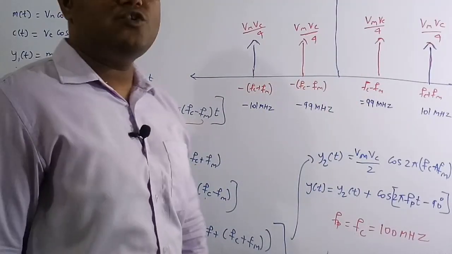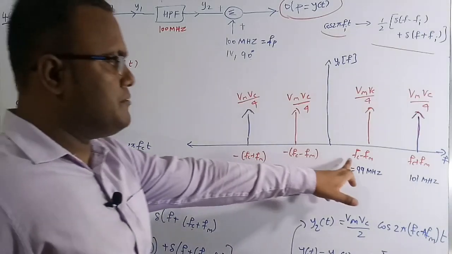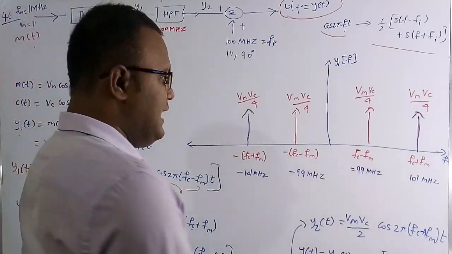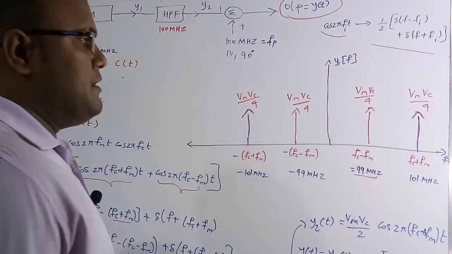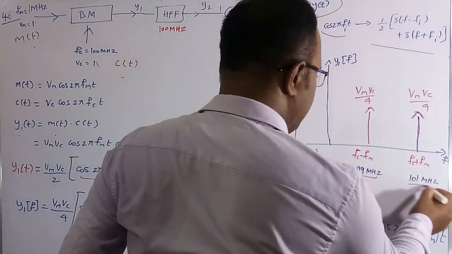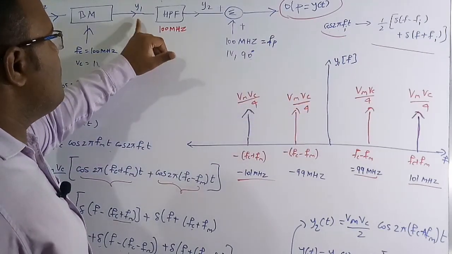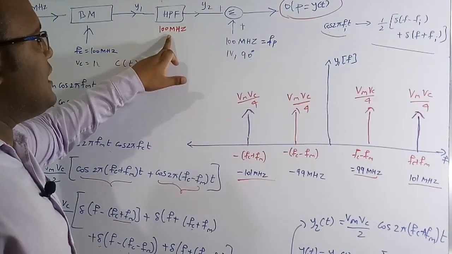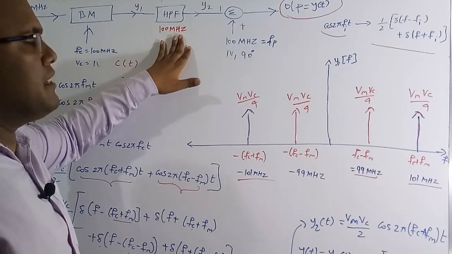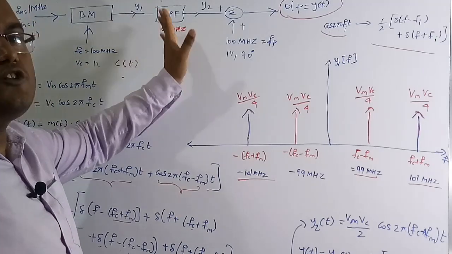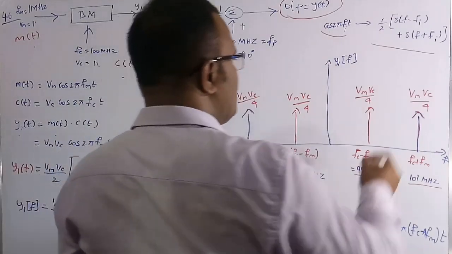Now we already know fc is equal to 100 megahertz and fm is equal to 1 megahertz. Therefore fc minus fm is 100 minus 1, which is 99 megahertz. The mirror image is also minus 99 megahertz, and fc plus fm is 100 plus 1, so 101 megahertz. The mirror image is again minus 101 megahertz. So this is y1 of f. Now we are going to give it as input to a high pass filter with a cutoff frequency of 100 megahertz, meaning it is going to pass only those frequencies which are higher than 100 megahertz. So now this high pass filter is going to do a function like this.